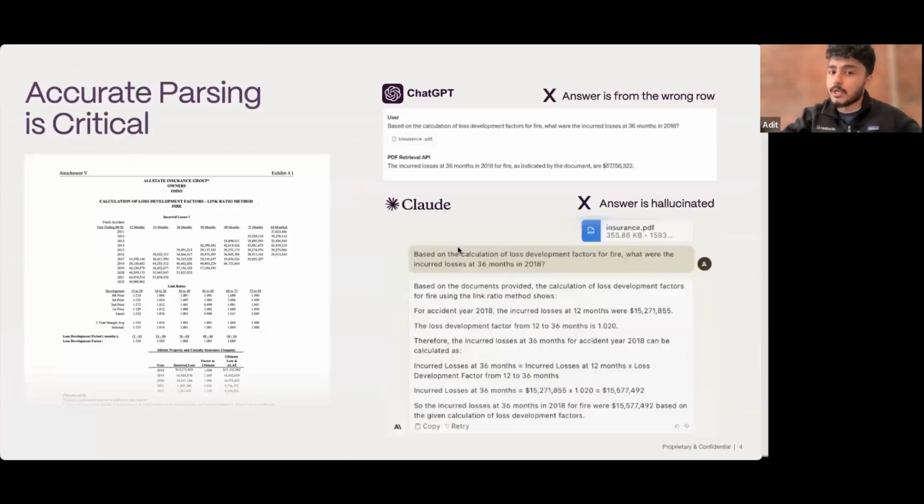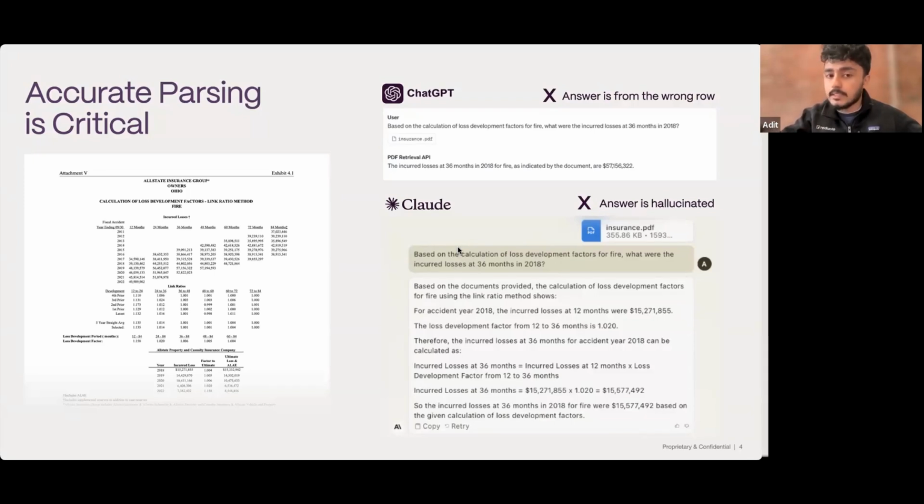The first thing we started with was the idea that accurate parsing is really critical. And this isn't as simple as just parsing something with a vision language model. I'll talk about this later: I think vision language models are an exceptional way to address some problems in document processing, but they also fail in ways that are really surprising.